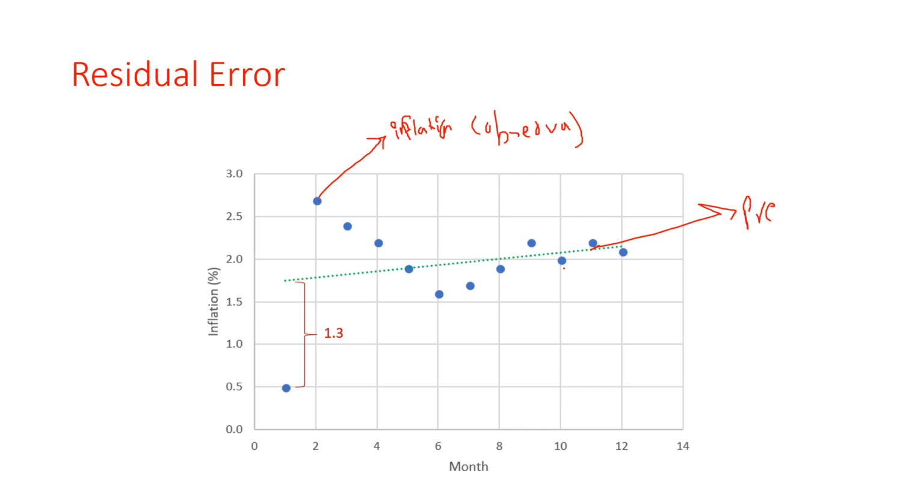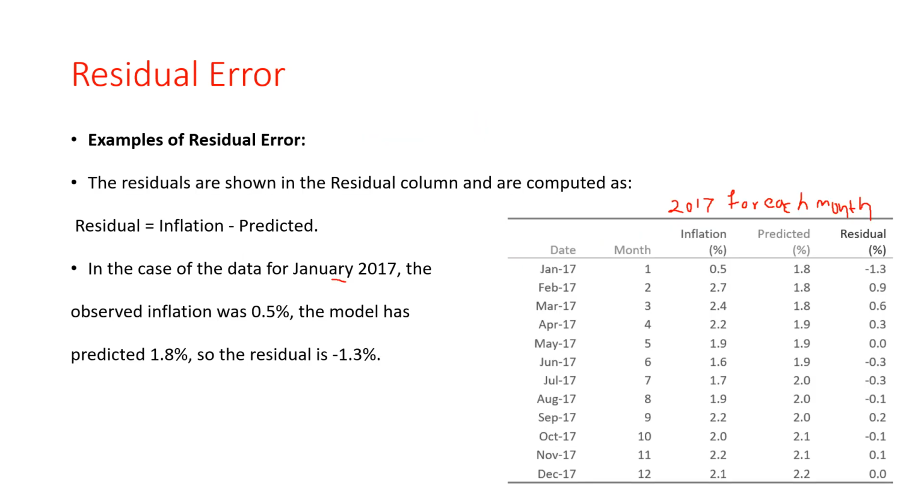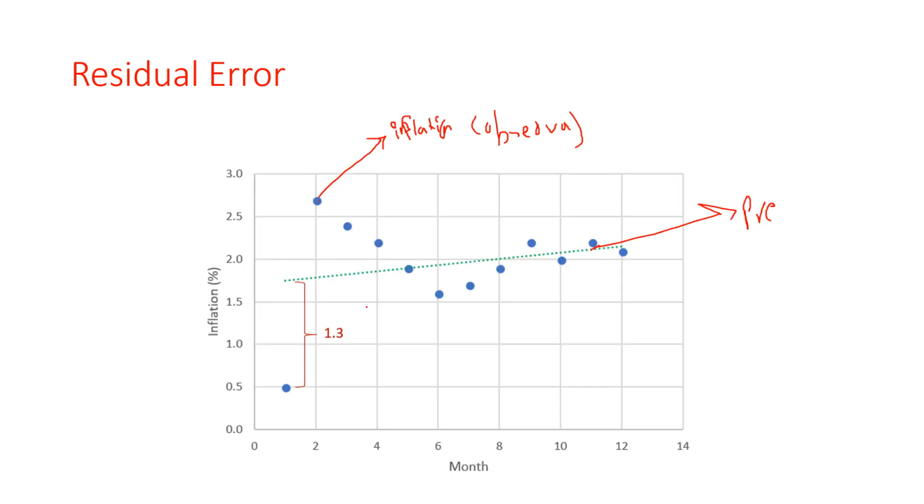So this is all about the residual errors. See here, 1.3 is the error for January, because we are getting the value in the form of a minus. So the residual here is minus 1.3. This shows the difference, which is called the residual error.